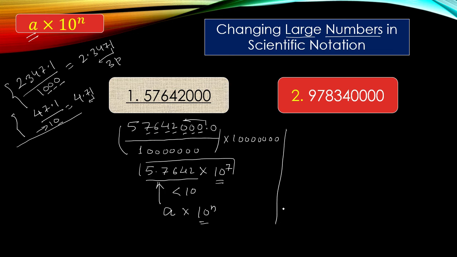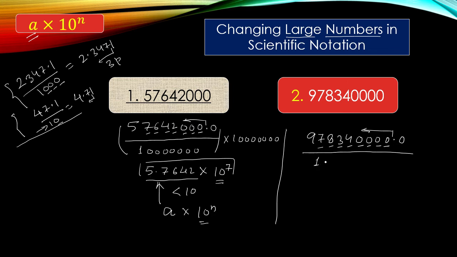Let's see the second one. The number is 97834 with 4 zeros. So the real format is with a decimal and 0. We are finding here we have to shift the decimal towards the left side. Let's count how many places. 1, 2, 3, 4, 5, 6, 7, 8. So we have to shift the decimal towards the left side 8 places.